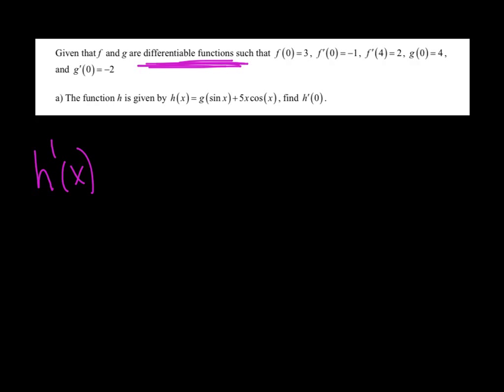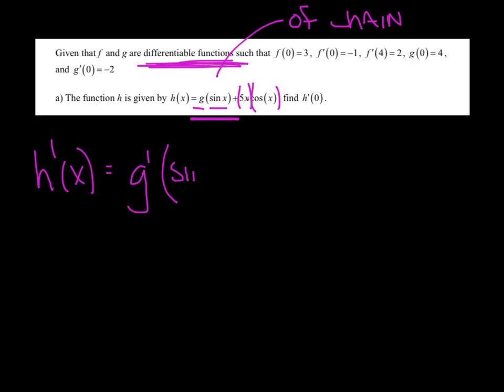Read each term carefully. G of sine x, bam. The second you said "of," that's an inside and outside, and that's a chain rule. 5x times cos x, there's a product rule, two functions being multiplied. So let's take our time. Start with this first term. Derivative of the outside, g prime, keep the inside, times the derivative of the inside.